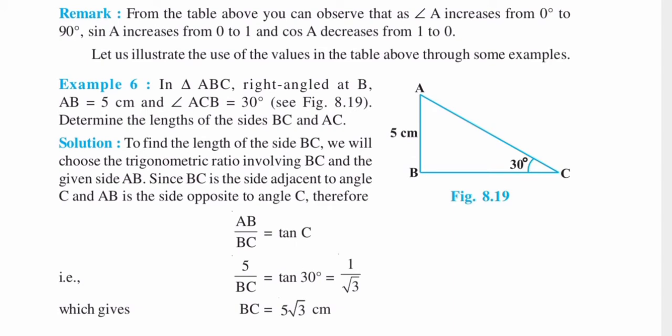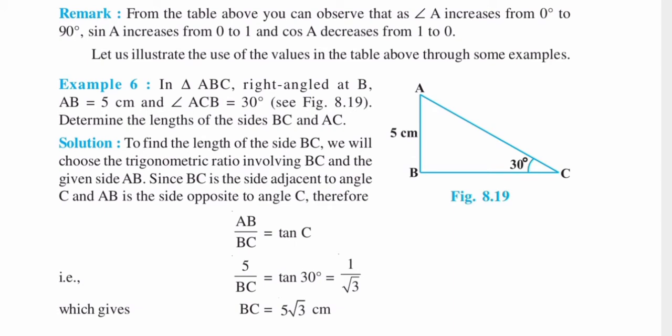In triangle ABC, right angled at B, AB is equal to 5 cm and angle ACB is equal to 30 degree, that is shown in the figure. Determine the lengths of the sides BC and AC. So what is given? You are given a right angle triangle ABC in which AB is 5 cm and angle C is 30 degree. You need to find the length of BC and AC.